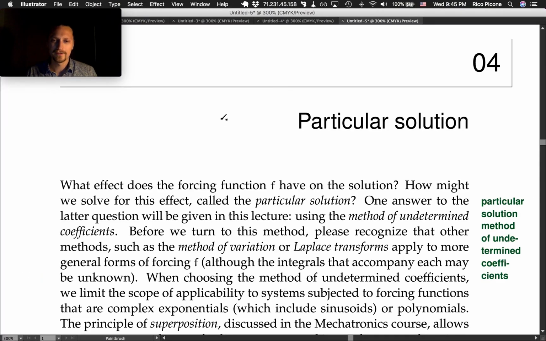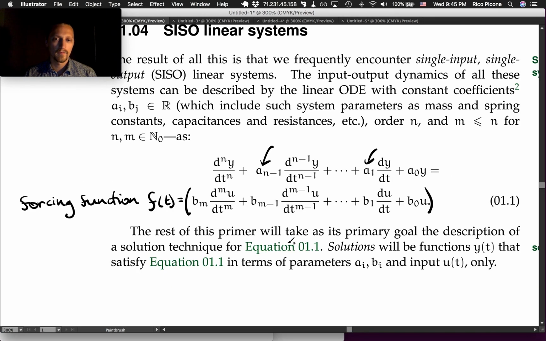Okay, so Lecture 4, the particular solution. What effect does the forcing function f have on the solution? Remember, we're working with this equation 1.1, this guy, and it's got the left-hand side with the time derivatives of the output y. The right-hand side is the forcing function.